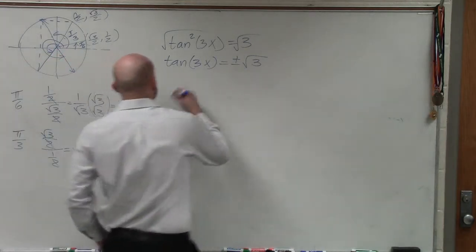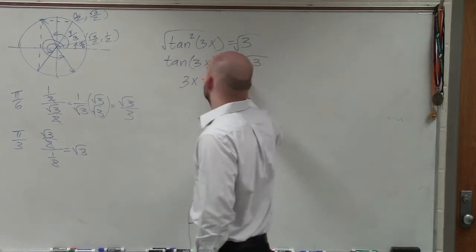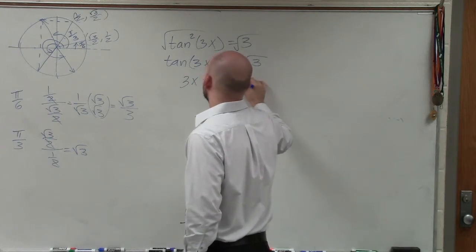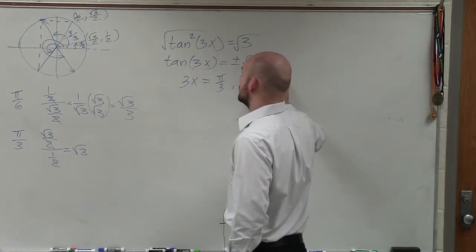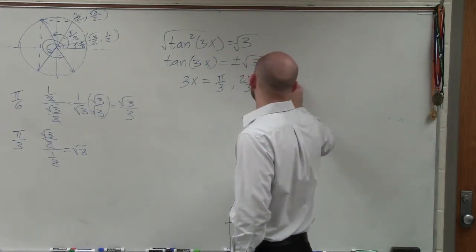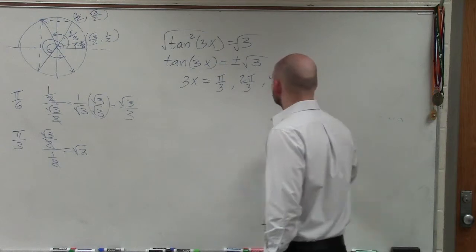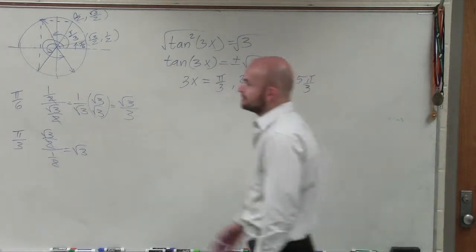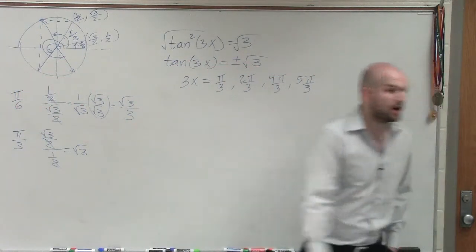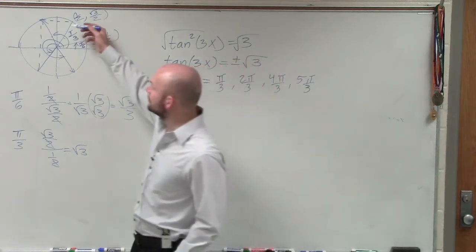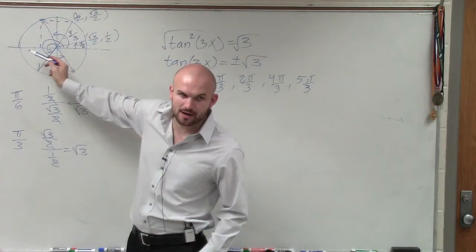All right, so my solutions right now are 3x equals pi over 3, 2 pi over 3, 3 pi over 3, or I'm sorry, 4 pi over 3, and 5 pi over 3. Okay. Now, what's nice about these, though, if I was going to find all my solutions, because I think I forgot to ask you, in this one, it's asking us to find all the solutions. So if I look at this, I notice that my pi over 3 and my 4 pi over 3 are just pi away from each other.